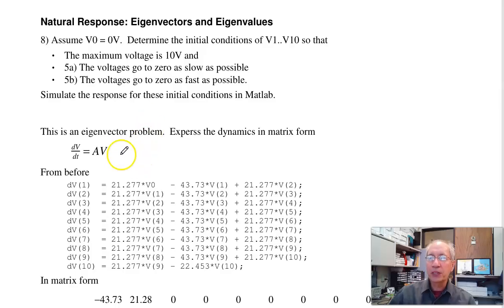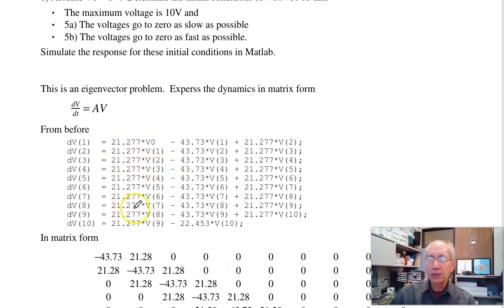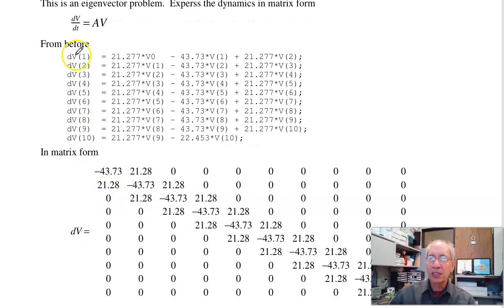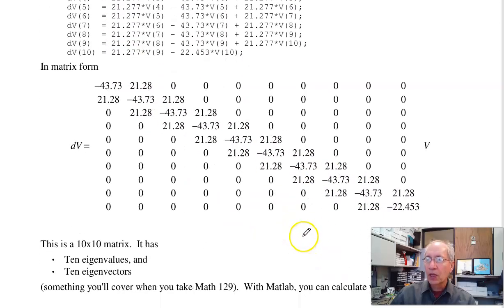So if I put this in matrix form, here are my differential equations. In matrix form, I can say that the change in voltage is some matrix times voltage. Here's the matrix. Notice 7 and 7, 6 and 6. These are the diagonal terms. The off-diagonal terms are 21.27. And the oddball is this last one, 22.453. This is your 10 by 10 matrix that describes how the voltages are changing.